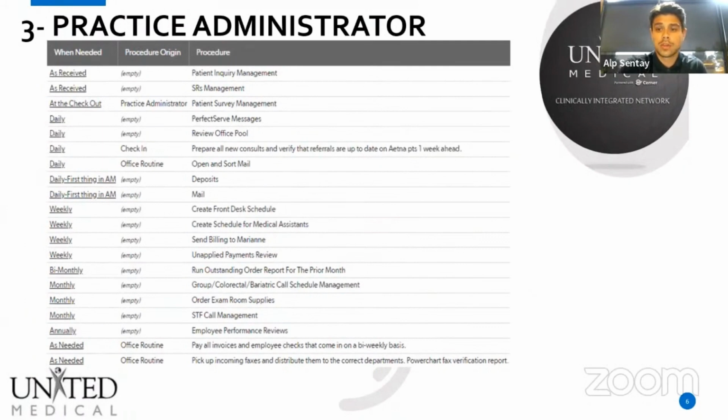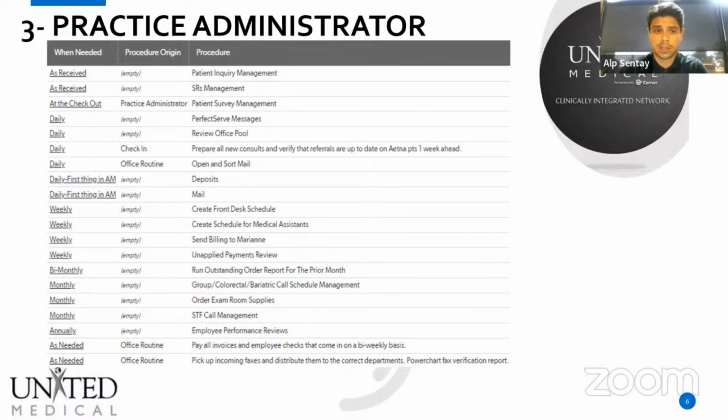Number 3 is our practice administrator. The practice administrator needs to be looking at patient inquiries as they are received. If patients are inquiring about a balance on their account, a no-show fee, or a cancellation fee, they need to be reviewing those. And then at the checkout, they need to be managing the patient surveys.